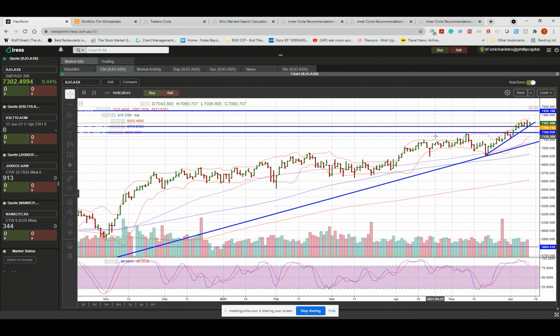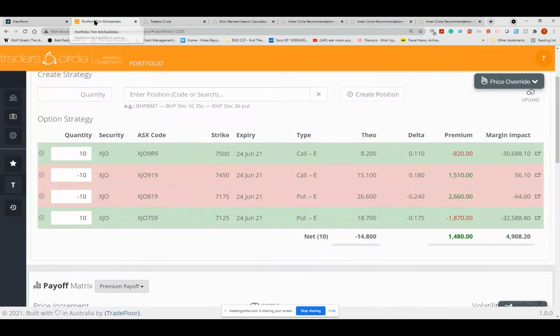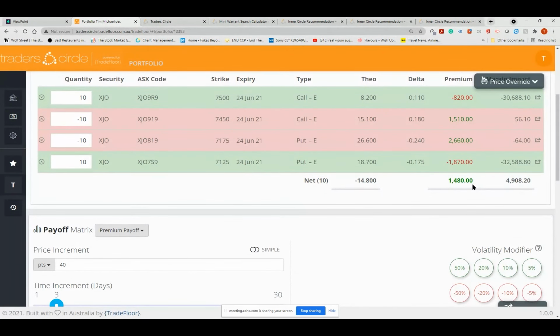You know, I need to keep it within that band for 2 weeks, right? If it stays between those two levels, I make $1,400, okay?